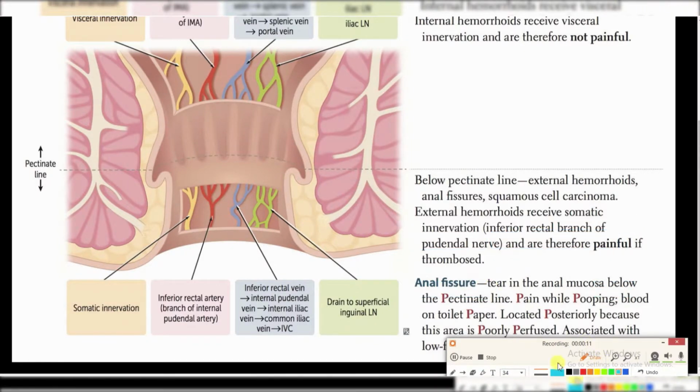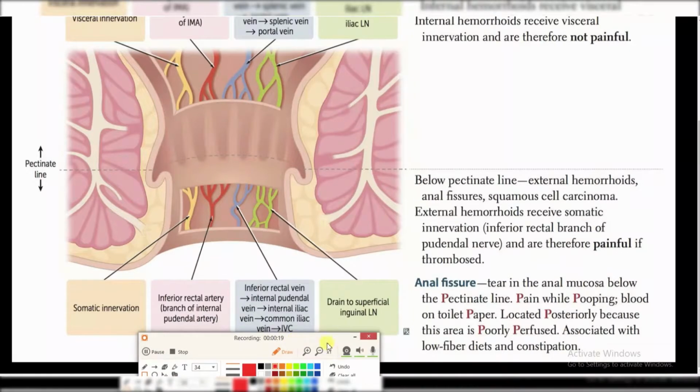Okay, about the anal fissures. Anal fissures are basically present below the pectinate line, right? Below the pectinate line, these fissures are present. This fissure basically looks like a tear in the mucosa below the pectinate line, right? You can see here the tear in the mucosa.